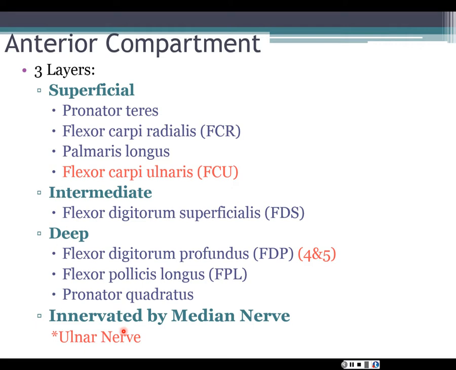Then if we take the superficialis off, we're going to see the deep group, and the deep group is our flexor digitorum profundus, our flexor pollicis longus, and our pronator quadratus. We've talked about the pronator quadratus, how it is very deep. Well, it's in the deep group. And this is all on the anterior side of the forearm.